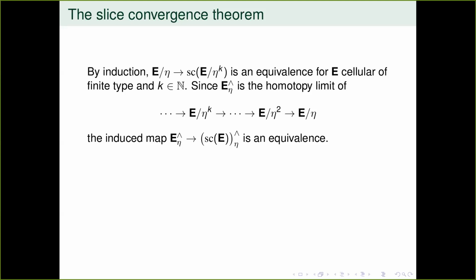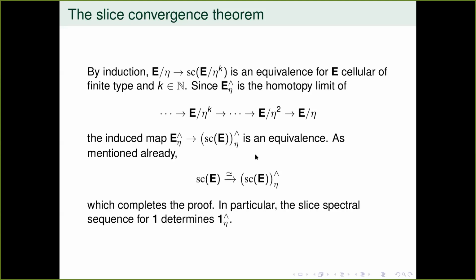And I think I already convinced you that the map from the slice completion to the eta completion of the slice completion is an equivalence, because all the slices are eta complete. Yeah, and this gives you the proof of the slice convergence theorem.